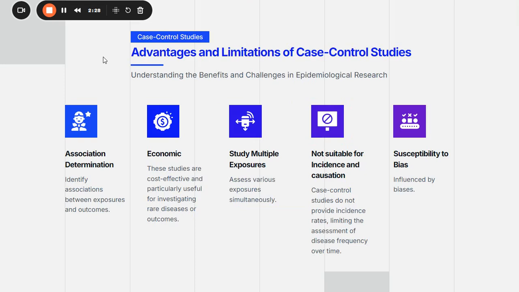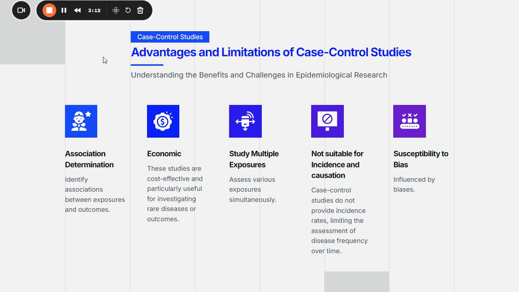So let us focus on the advantages and limitations of case control studies. As I told earlier, a case control study is good enough to determine the association between exposure and outcome. Similarly, it is economical because the researcher is not investing that much time, and results can be quickly harnessed from those 100 individuals, the cases and controls. Hence, it becomes economical. Case control studies are also very helpful for rare outcomes or rare diseases. Similarly, for a single outcome, a lot of exposures can be determined through this case control study.